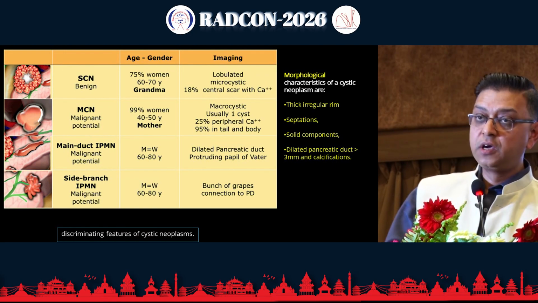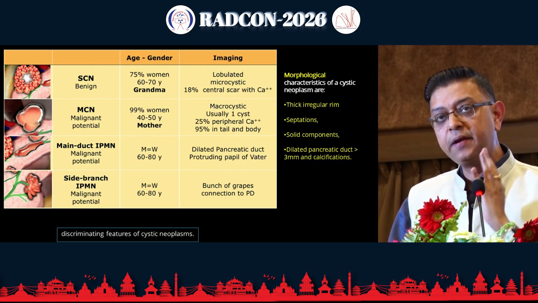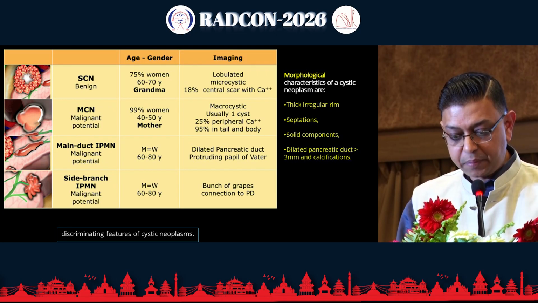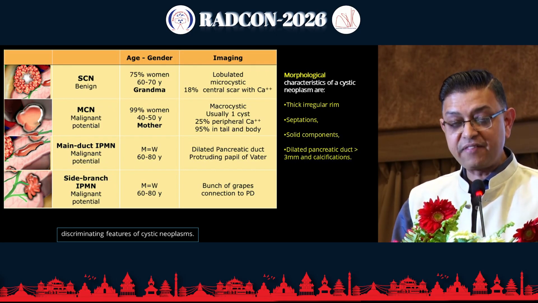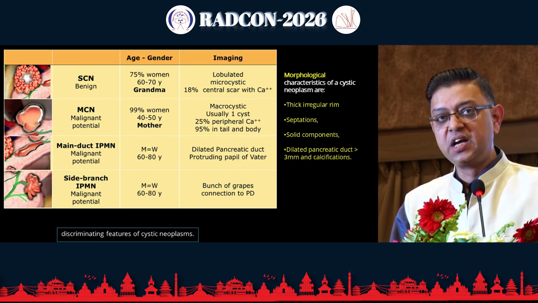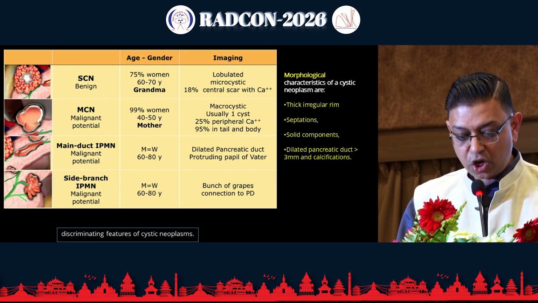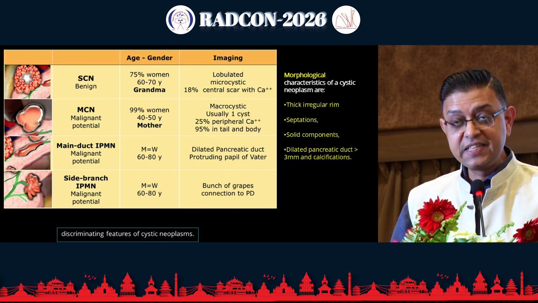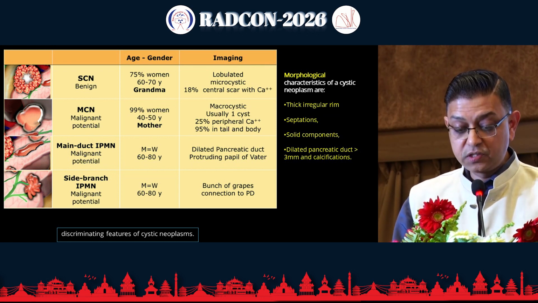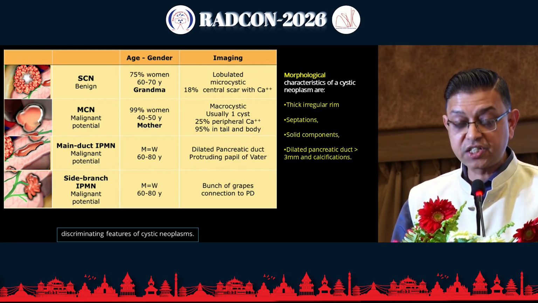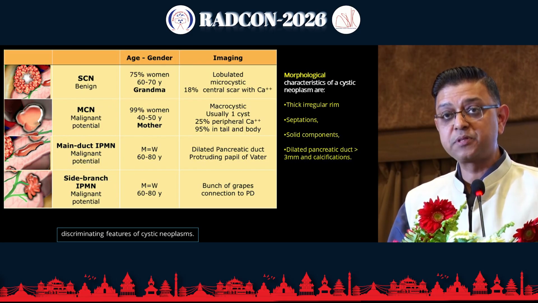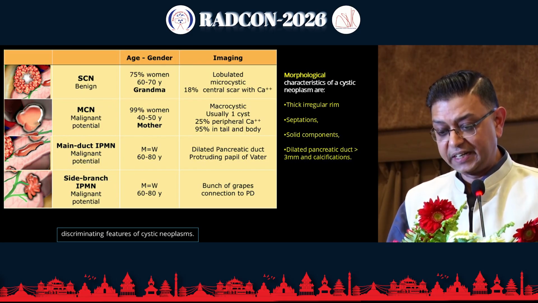Okay, let's conclude. So what did we see? We saw 4 very important entities. First, we saw the serous one, which was a cluster of grapes appearance, the grandmother lesions. These will have a central scar or a central calcification. These are usually benign. Then we saw mucinous, which would be a big cyst with a peripheral calcification, usually in the age of mother, 40 to 50. These can turn malignant. Then we saw main duct IPMN, which is dilatation of the main pancreatic duct. We saw side branch IPMN, which is again a cluster of grapes, but with a connection to the pancreatic duct.